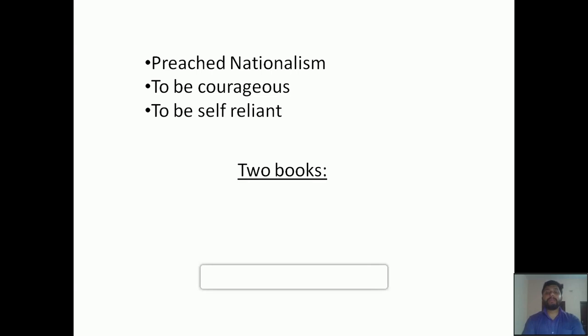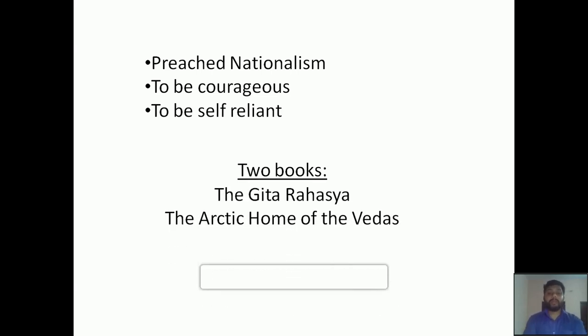And again, he wrote two books. The first one, the Gita Rahasya, and the other one, the Arctic Home of the Vedas. So these were the two books written by Bal Gangadhar Tilak.